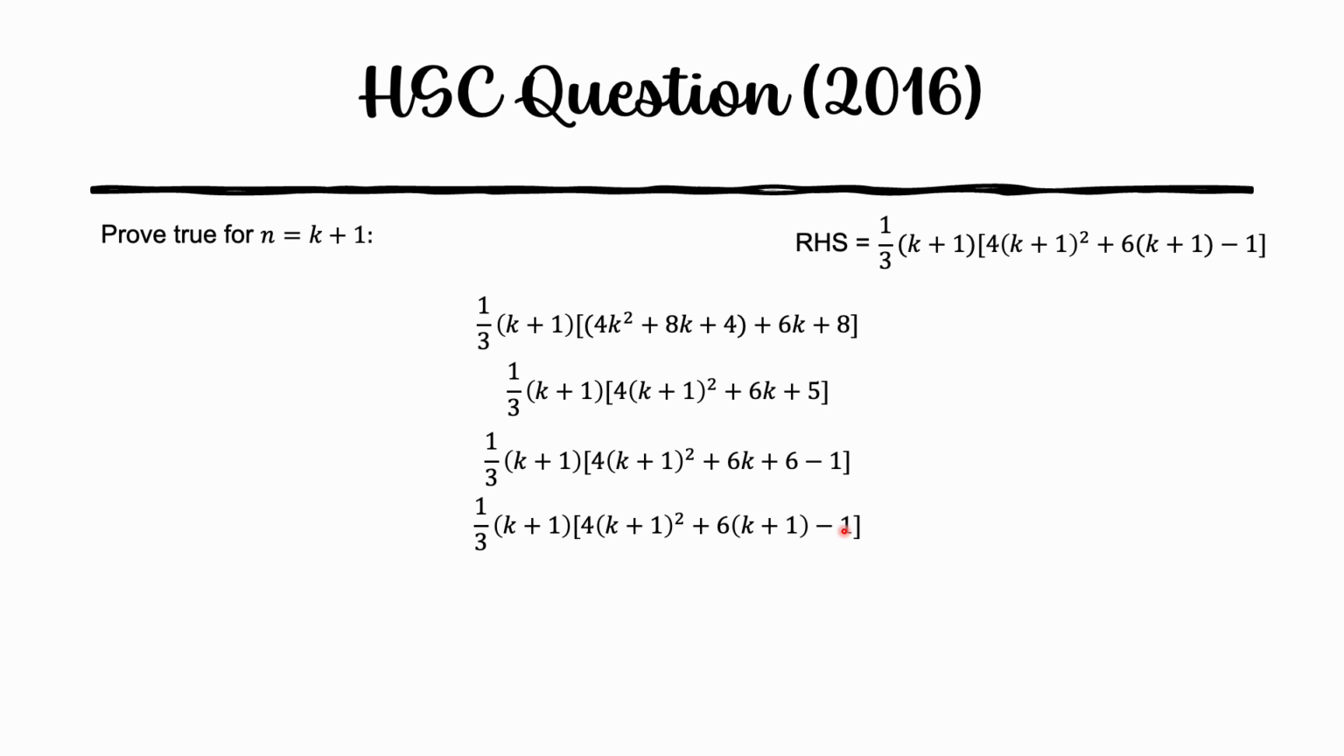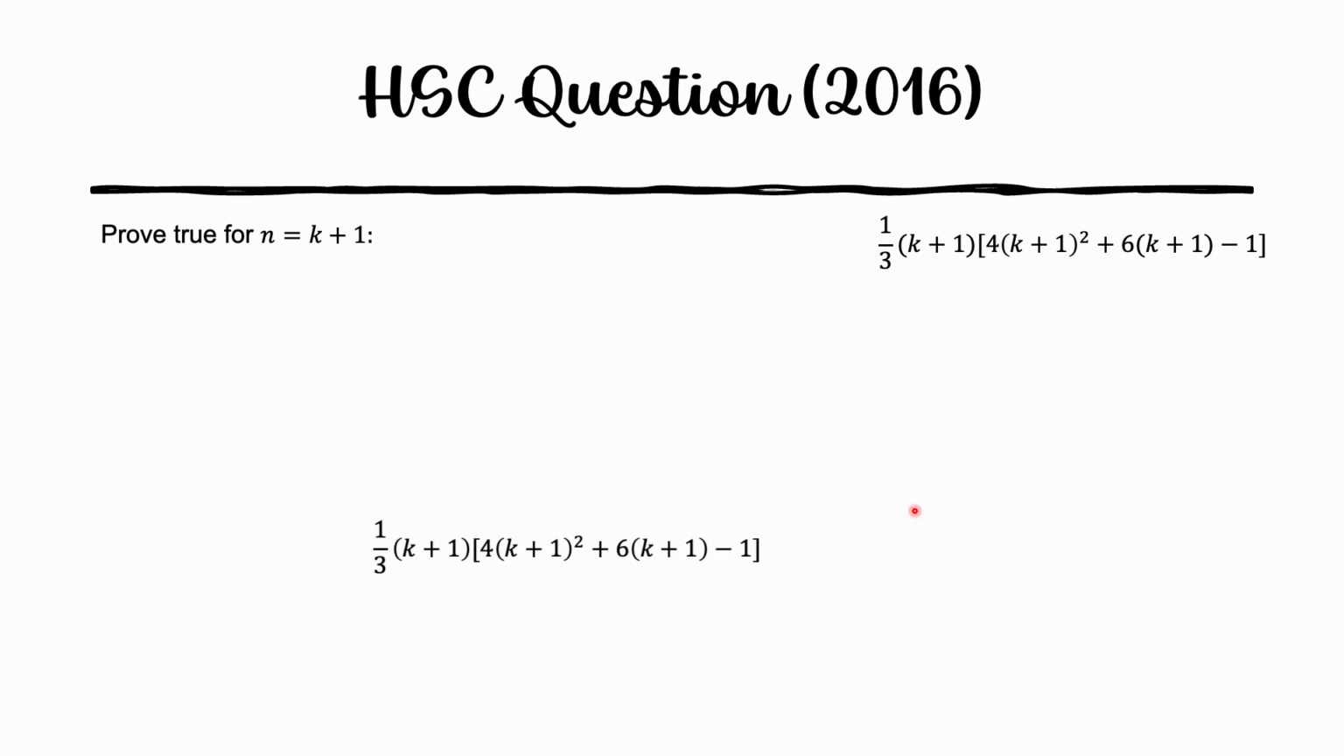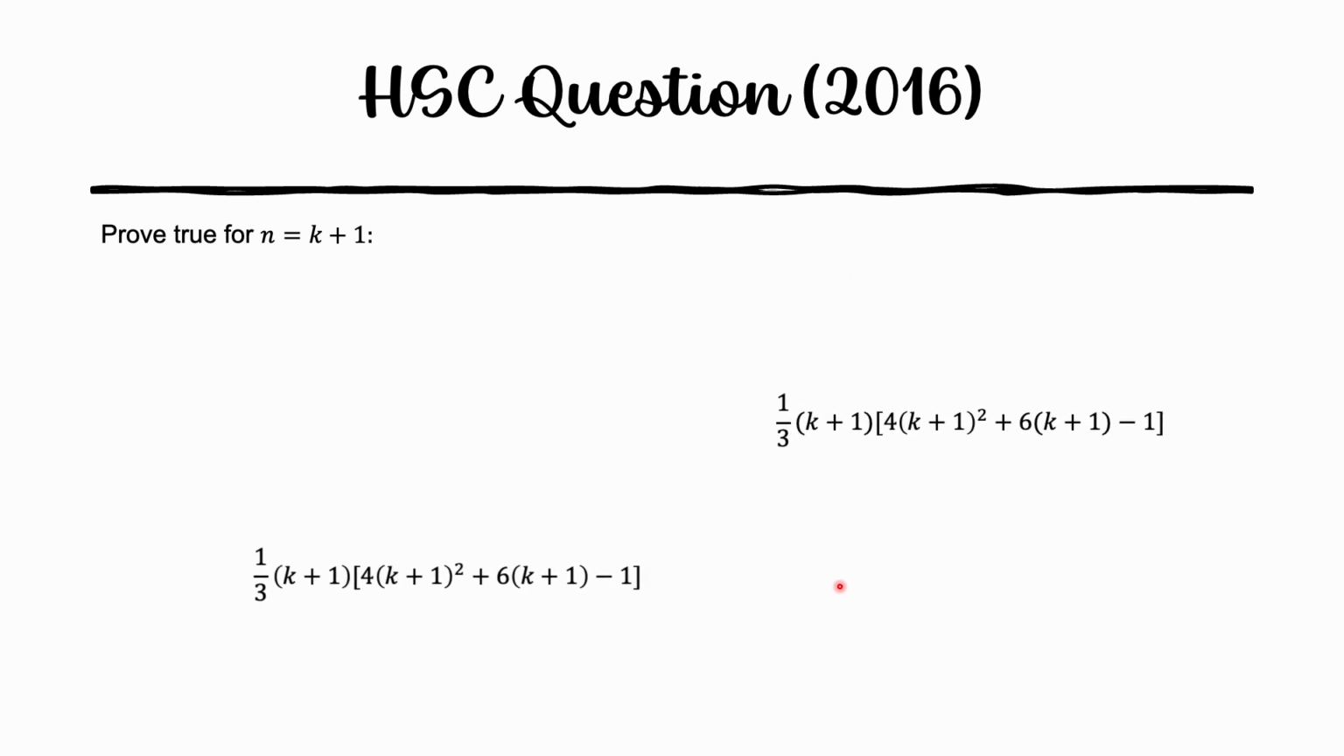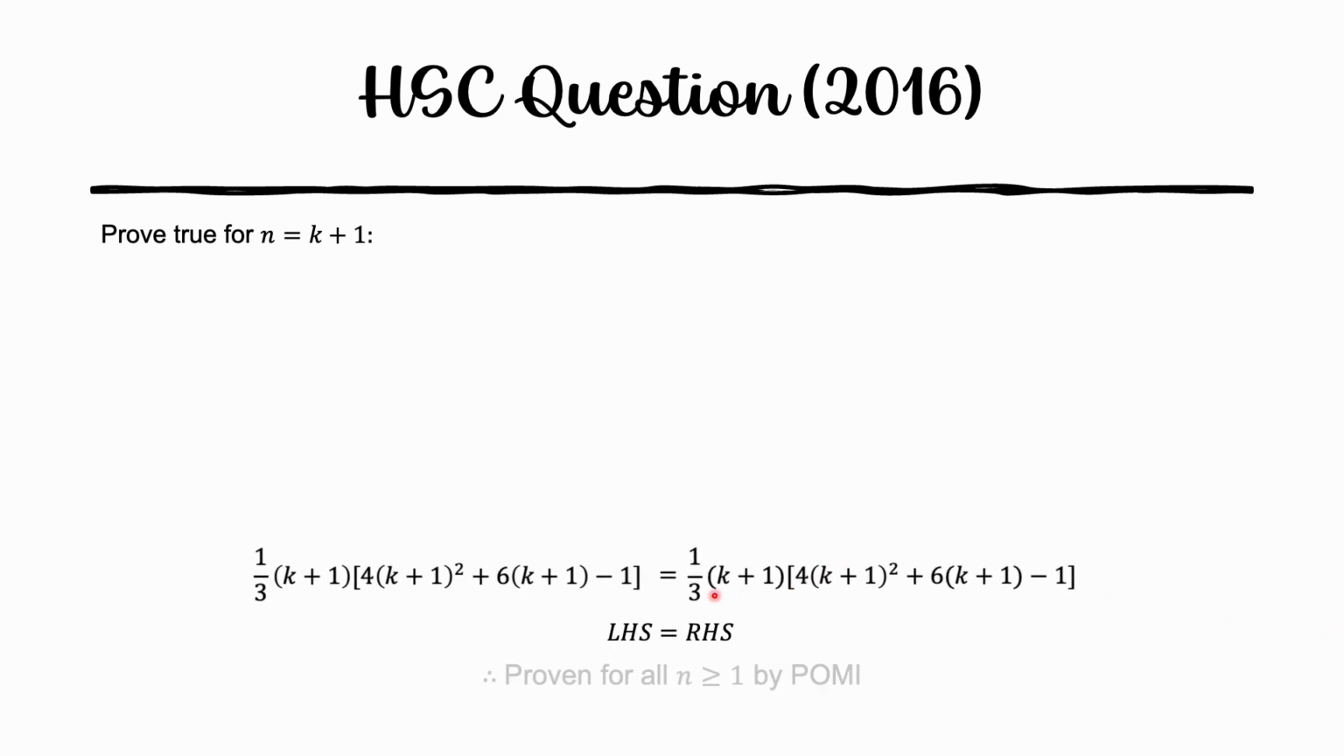Now, you may not have realized this, but now these terms are equal. They equal the same thing. I haven't touched this one, but they equal the same. Look at this. 1/3 k plus 1, 4k plus 1 squared, 4k plus 1 squared, plus 6k plus 1 minus 1, plus 6k plus 1 minus 1. Which means left-hand side equals right-hand side, and proven for all n greater than or equal to 1 by induction.